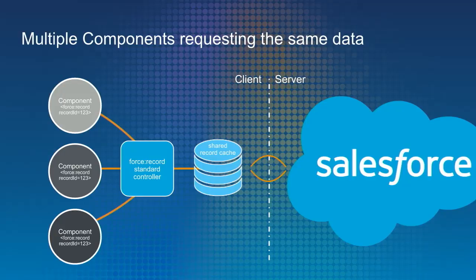So quickly, if you look at that same example of multiple components requesting the same data, you have those 3 components. They all use force record. All of those go through a single standard controller. And instead of each component having its own copy of the data, now they all have essentially a pointer or a reference to a single shared record within the client-side cache. And then we handle all the back and forth with Salesforce from client to server.